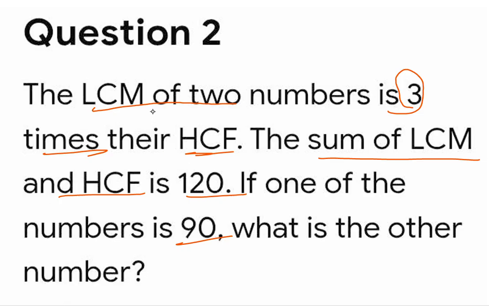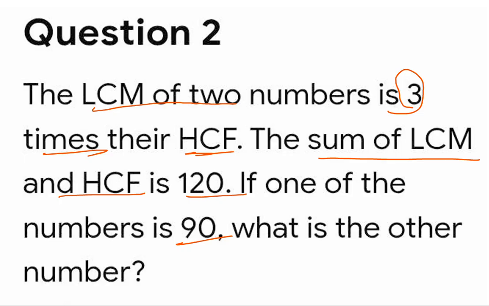First you read the question carefully. The LCM of two numbers is 3 times their HCF. The sum of the LCM and HCF is 120. And also they are given, if one of the numbers is 90, what is the other number?